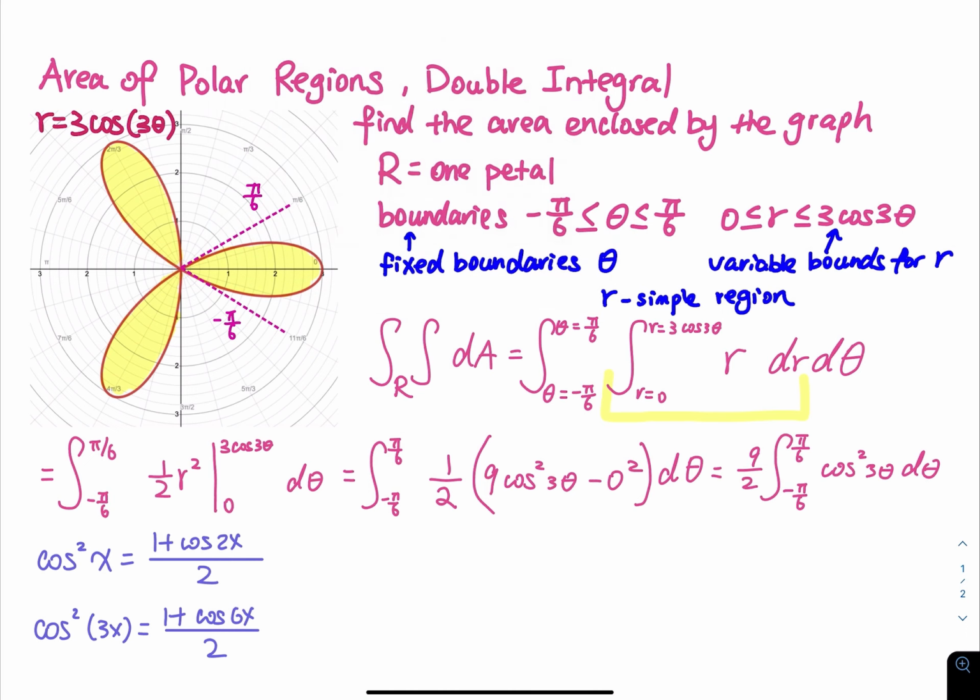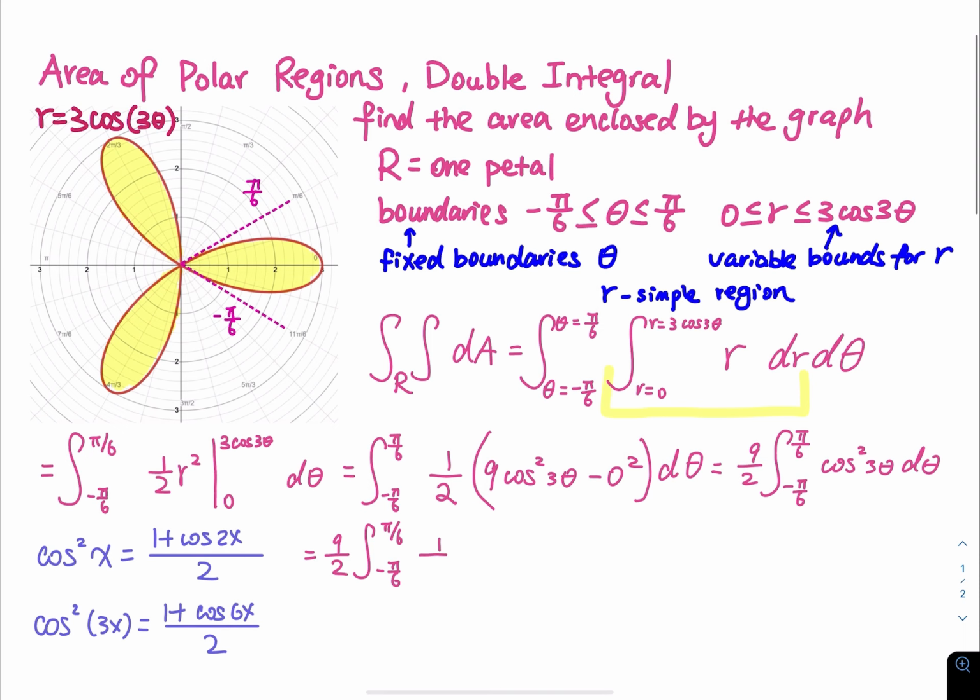Returning to my problem, we have 9 over 2 and the integral from negative pi over 6 to positive pi over 6. And then we have the 1/2, right? You know what? The 1/2, let's just bring it out. And then we have 1 plus cosine of 6 theta, and then d theta. We take the 1/2 out, so that will be 9 over 4.